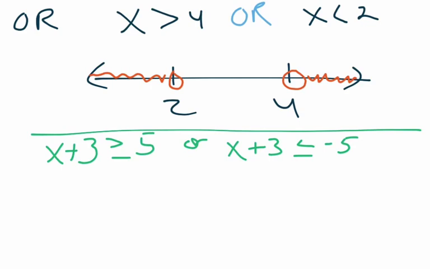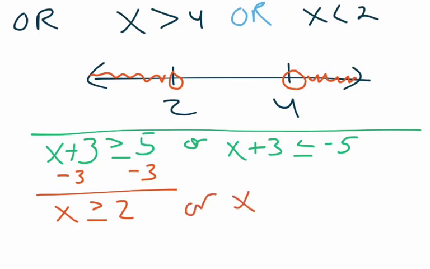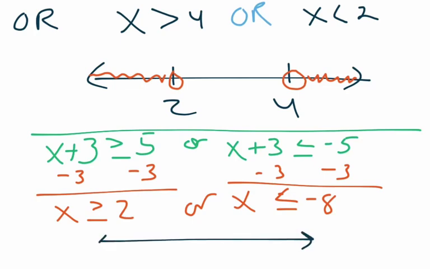This is pretty straightforward to solve. I have a plus 3, so I know I would undo that with subtracting 3. So x is greater than or equal to 2, or x is less than or equal to -8. And then when you go to graph it, all I care about is that you just have those two numbers. So less than or equal to -8, less than is to the left, or greater than or equal to 2. And that, of course, would have the solid circles. So that's the other type of inequality.